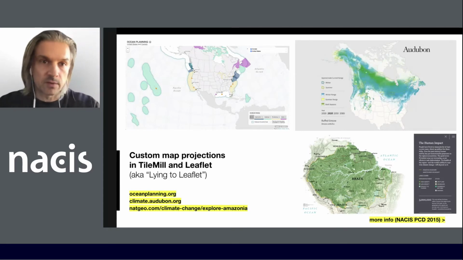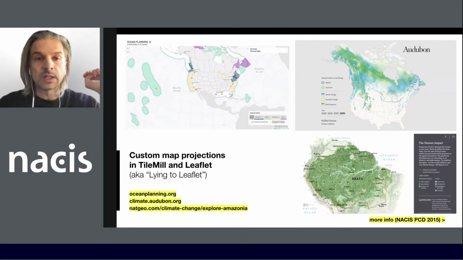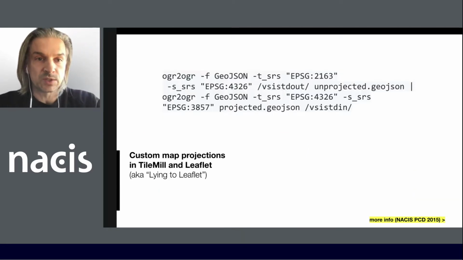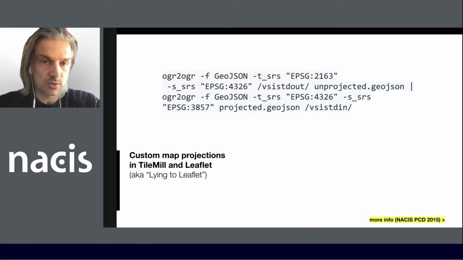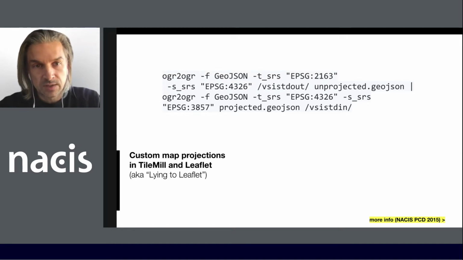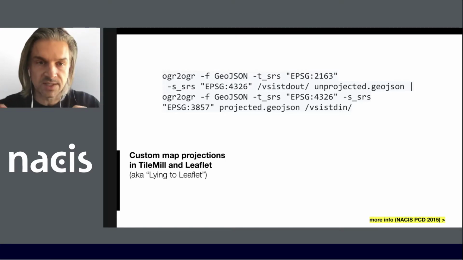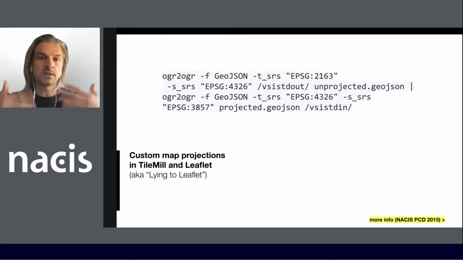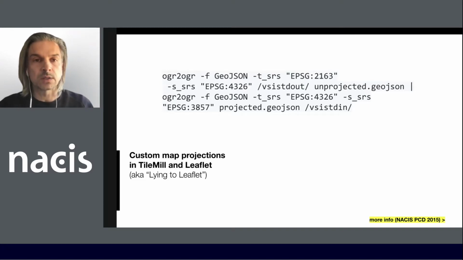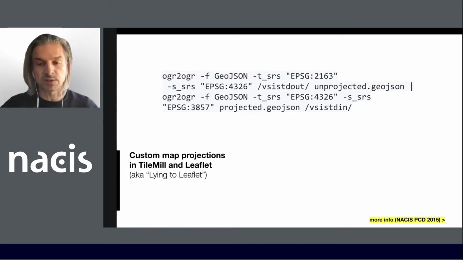This was during the era of TileMill and Leaflet. And really, what we had to do was use command line tools. ogr2ogr is the one I used quite a bit at the time, to reproject the files such that you end up with the wrong coordinates in your data, so that a tiled map using the normal web Mercator tile puts it into your desired map projection. So we're basically lying to Leaflet, we would call it.